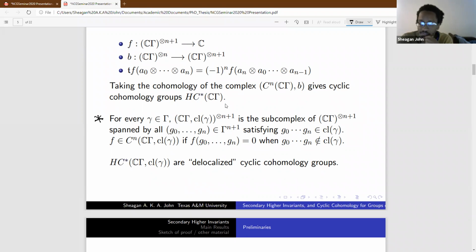And to do this, for every element in our group gamma, generally this is going to be a non-trivial element, but for every element in our group gamma, we now take a look at conjugacy classes. So here, I mean the conjugacy class of gamma, and we can form a subcomplex of our usual group algebra tensor product complex. This time, though, we are only going to look at the functionals which vanish when the product of our basic group elements does not lie in our conjugacy class.